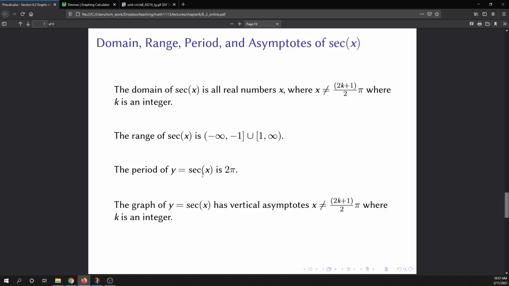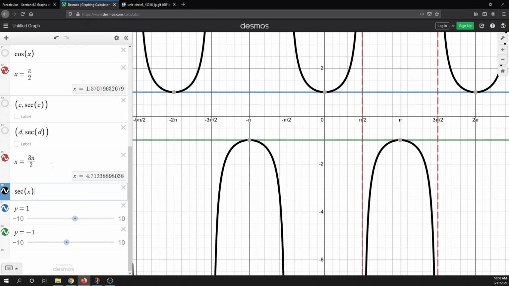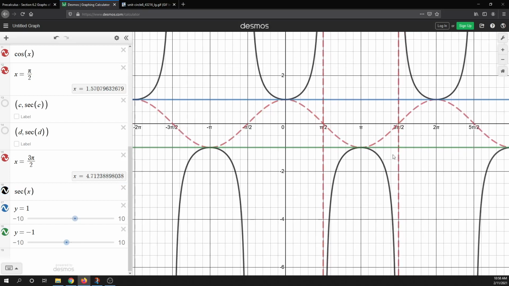The period of the secant function is 2 pi. You can see it repeats exactly like the cosine does. So it's really no mystery as to how that works. Just like the cosine function, the first period that we graphed it over was 0 to 2 pi. You can see since it's tied so closely to the cosine, it's going to have exactly the same period as the cosine function. In other words, it takes 2 pi units to repeat the graph.